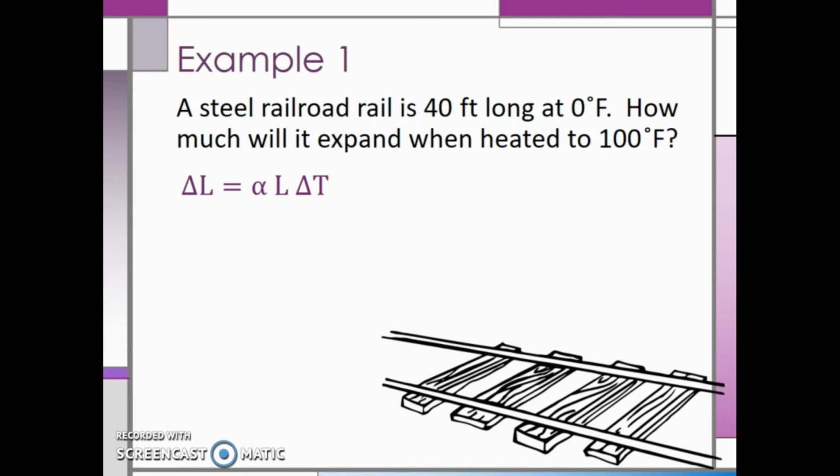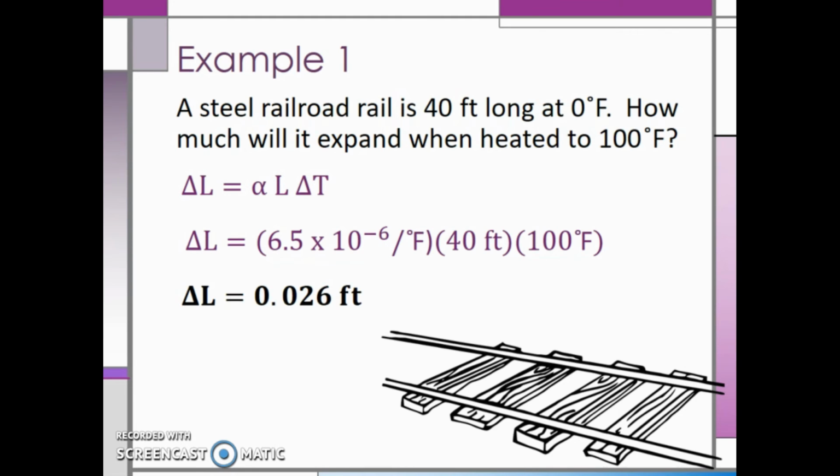The value for alpha, or the coefficient of linear expansion, is 6.5 times 10 to the minus 6 per degrees Fahrenheit. The length is 40 feet, and the change in temperature is 100 degrees minus 0 degrees, or 100 degrees Fahrenheit. Multiplying this together, we see the change in length is 0.026 feet.